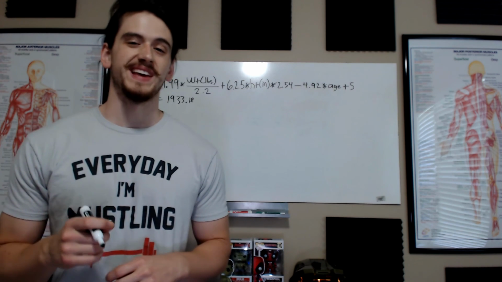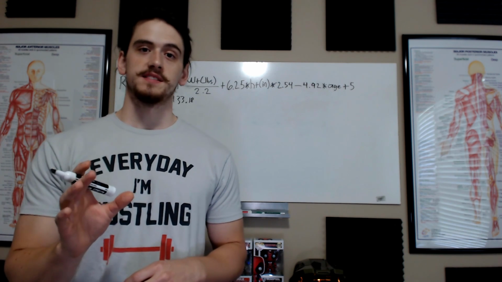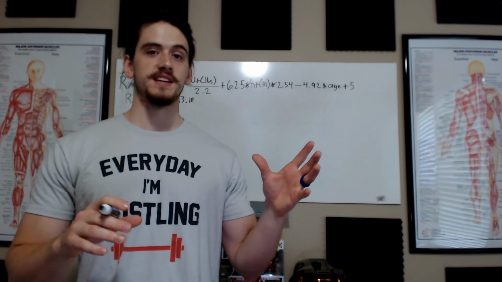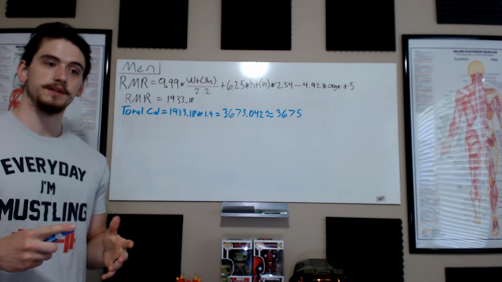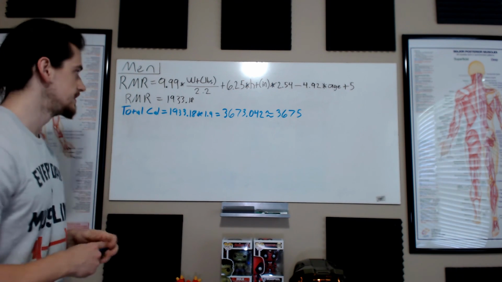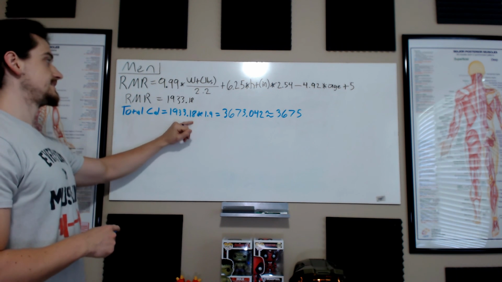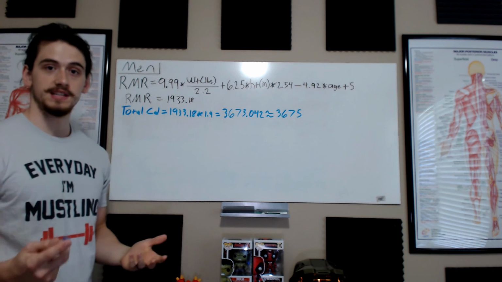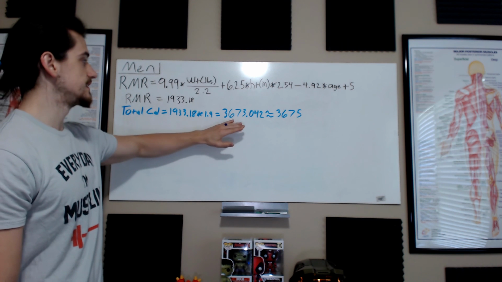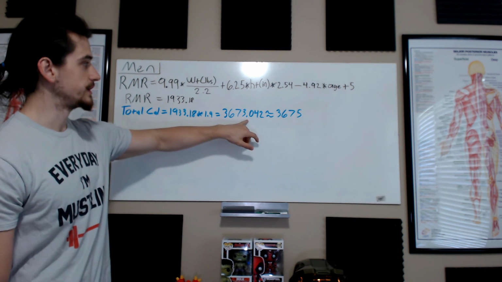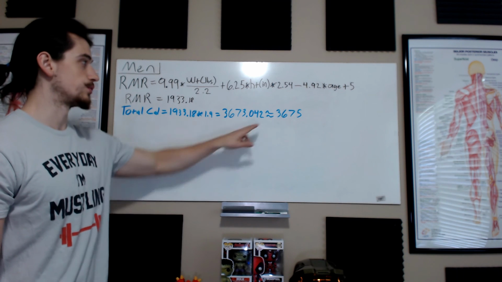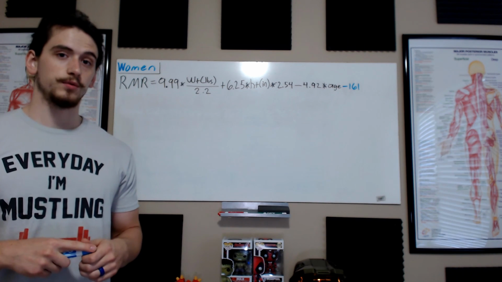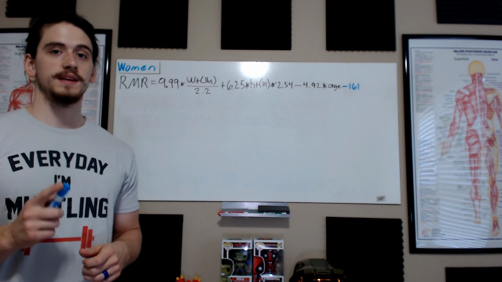For this example, we're going to use extra active just because in the next example I want to do a female who is sedentary. That way you can get an example of both ends of the spectrum. For this particular gentleman, the total calories is going to come out to be 1933.18, which again is this resting metabolic rate, times 1.9, which is our activity factor, and that comes out to be 3,673.042 calories, and we're going to round that to 3,675 calories per day.